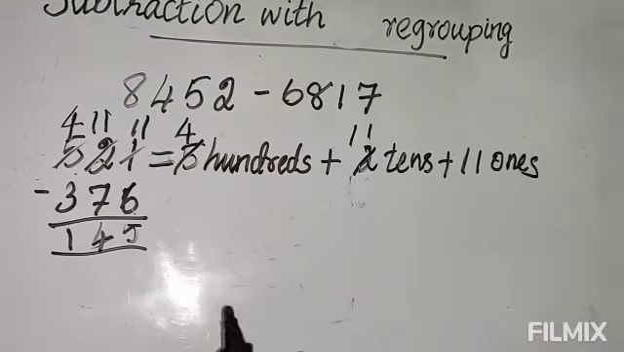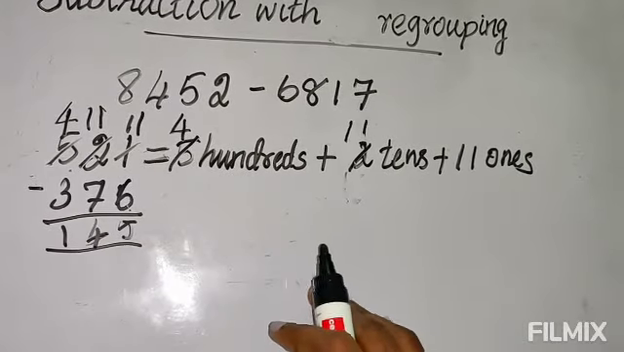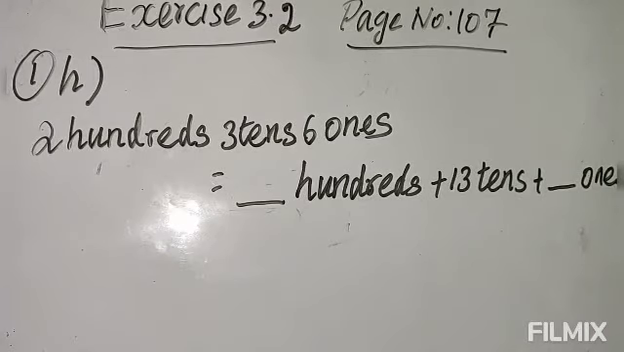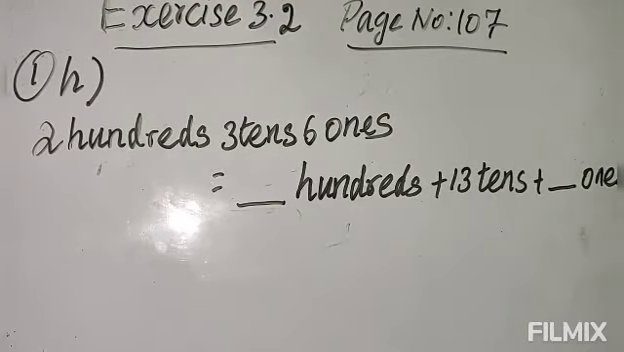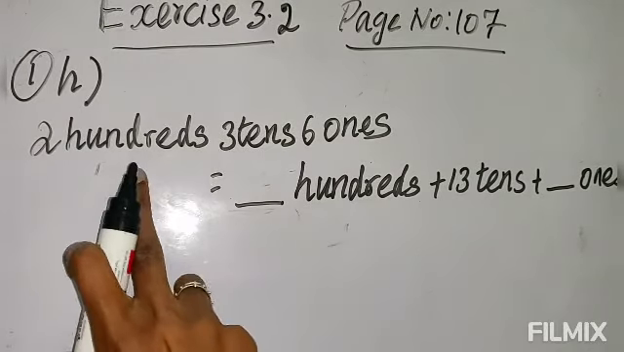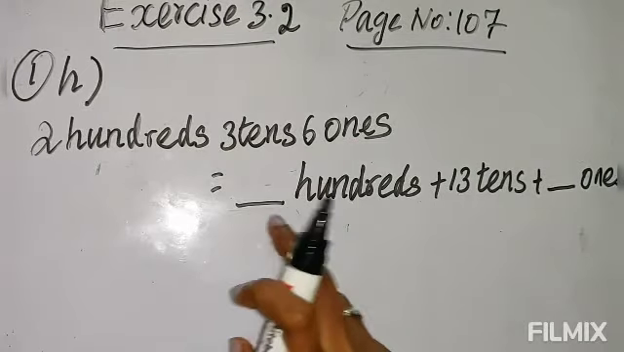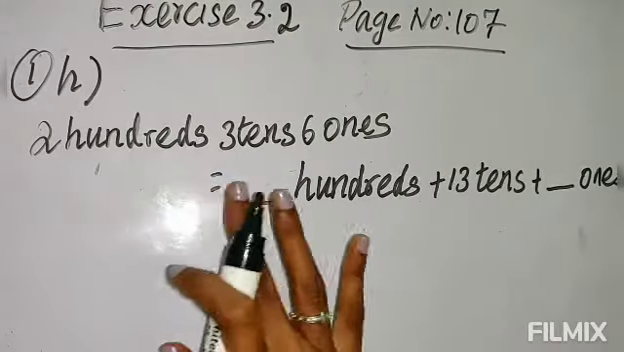It is given in your book also, in the exercise. I will give you one example from there. Let's see, exercise 3.2, page number 107. I am giving the last one in the first sum: 2 hundreds, 3 tens, 6 ones. Now if you see the equal sign, both sides should be equal. So you have to observe where it is regrouped.